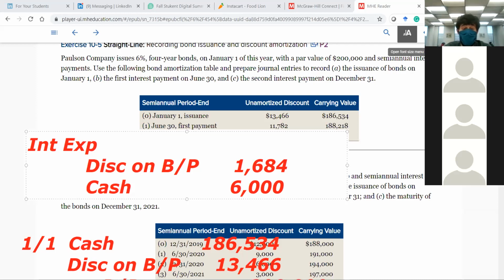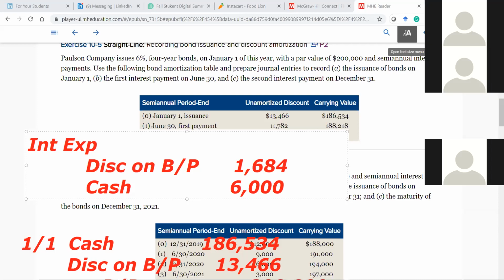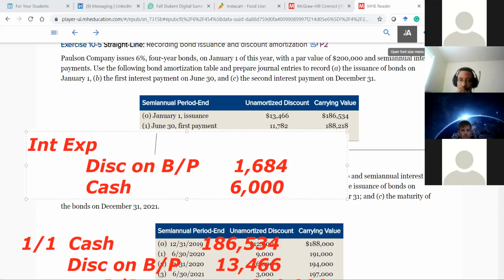So let's go one step further. If I wanted to ask you, Greg, want to take a shot? What's my total interest expense? Greg Bailey, come on down. Let's see. So you would find the difference between cash and discount on bonds payable, and then that would be the interest expense, right? That number for me? Yeah, I'm calculating it right now. Perfect. Thank you. Should be 4,316.